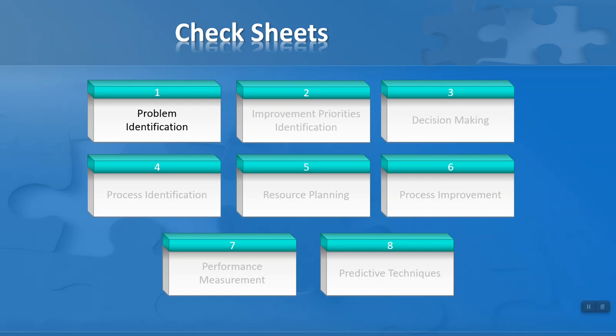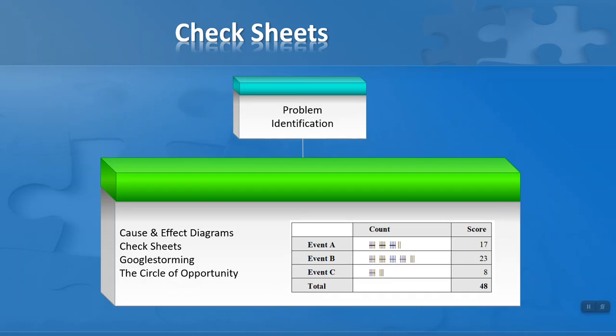This is the structure of our overall course, and we are in section number 1, problem identification. And within that section, we have 4 techniques for problem solving, and the second of these is check sheets, which is what this lesson is all about.